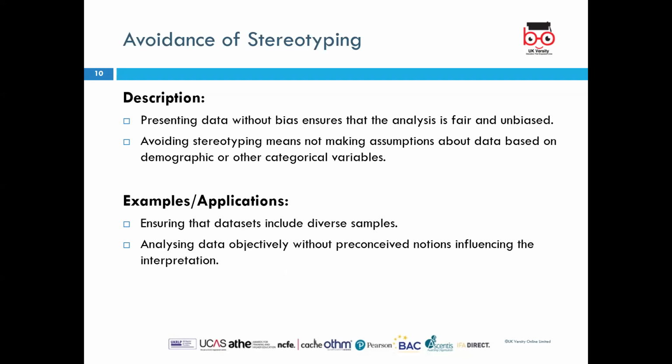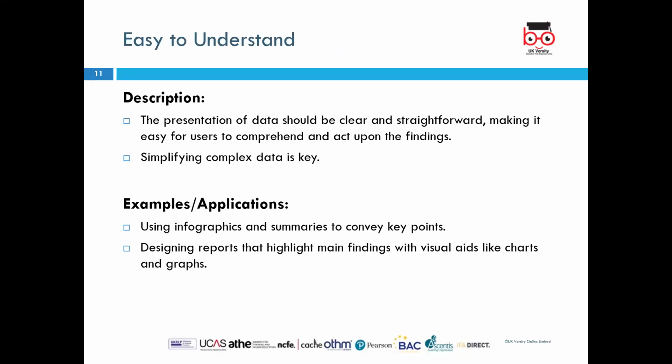Also, we're going to avoid stereotyping, where we're basically going to present the data without bias. This ensures that the analysis is fair and unbiased. So avoiding stereotyping means that we are not making assumptions about data based on demographic or other categorical variables. So, example for this, we're going to ensure that data sets include diverse samples.